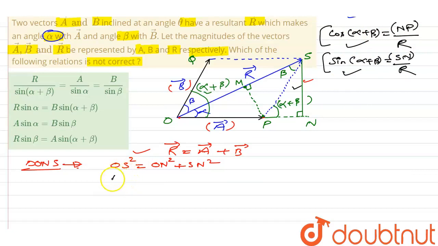So put the values in this equation. OS square, that is R square. What is ON? ON is written as OP plus PN. So that will be OP plus PN whole square.